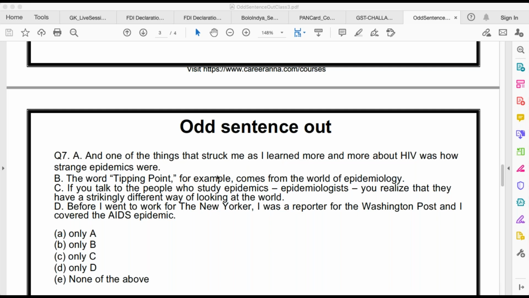Now, out of B and C, which is talking about experience and learnings? A and D, they are talking about the writer. Between B and C, which is talking about the writer's experience? You realize it's C, right? So can I say that A, C, and D, they are related? And B is the odd one out? Because B is not talking about my experience and my learnings. It's a factual description of the fact that tipping point comes from the world of epidemiology. But A, C, and D, they are about the writer, his experiences. Do we get it now? Understood, Supratik? Perfect. So my correct answer for this question is going to be option number B. It's the odd one out.